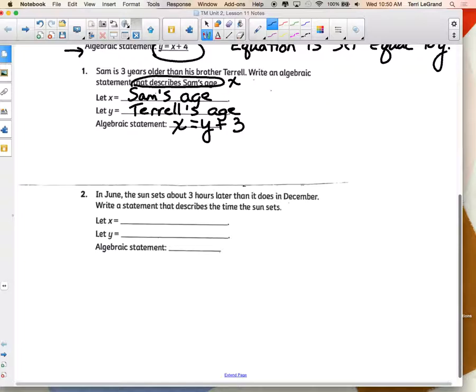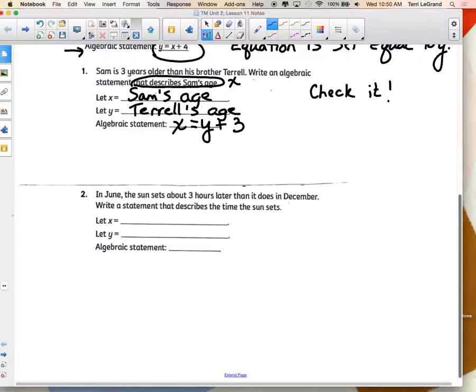Okay, so it's going to be important that we can set up an algebraic statement that's going to make sense. So let's check it out. Let's see if it works. Let's check it. Let's see how good we are. Let's make up a situation. If we're supposed to have a statement that represents Sam's age, let's make up an age for Terrell. How old do you want Terrell to be?